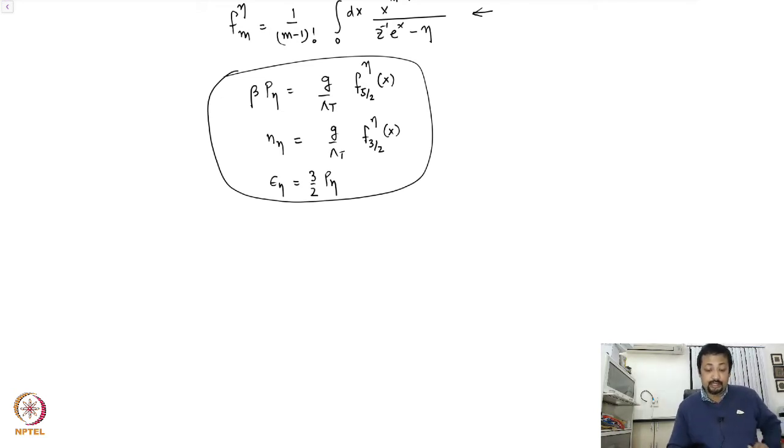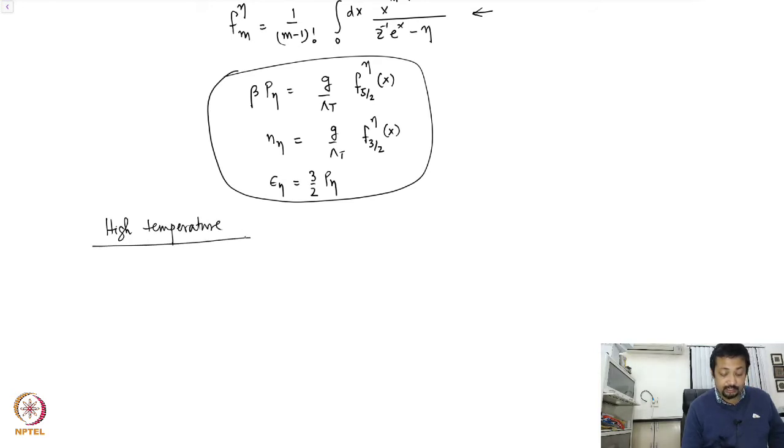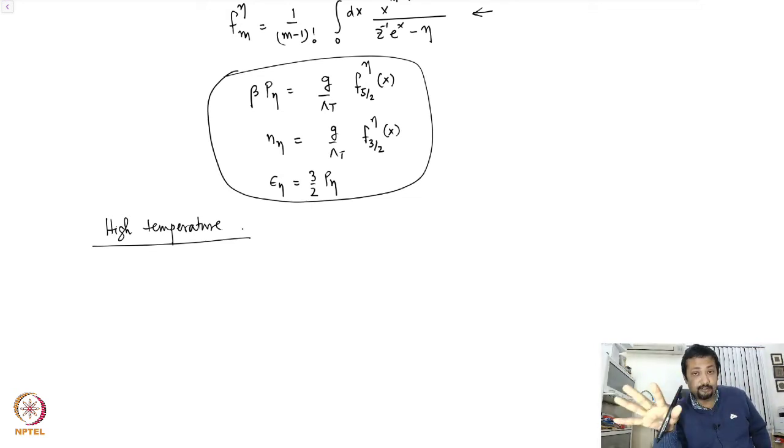Now first, what I want to do is look at the high temperature limit. The reason I want to look at the high temperature limit first is here I can take care of both the ideal fermionic gas and ideal bosonic gas using the same formalism. I don't have to do anything special. It's the low temperature which has to be treated separately, right?